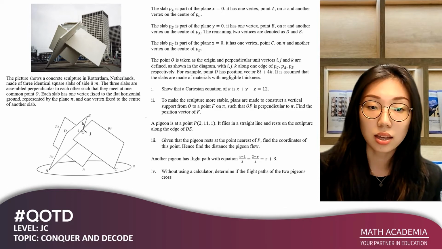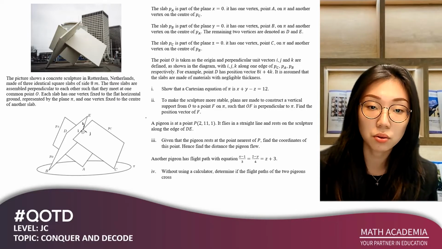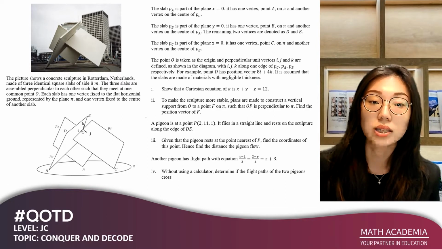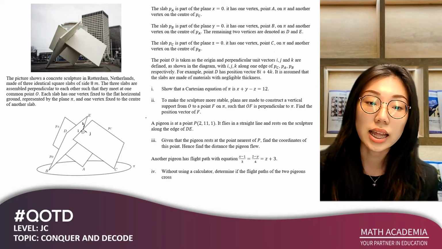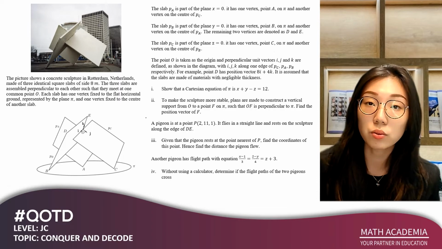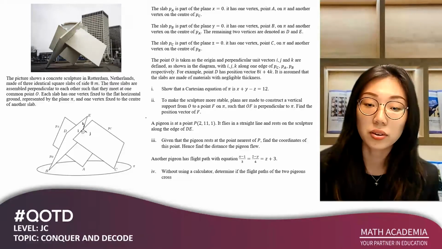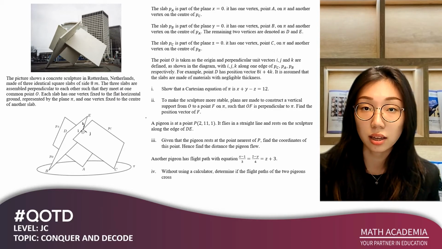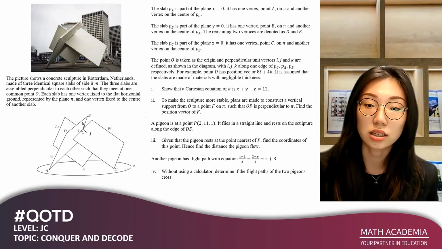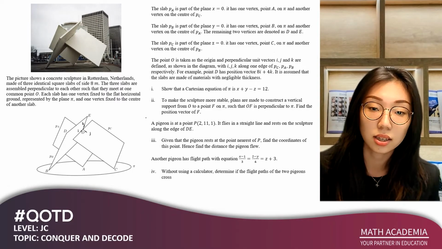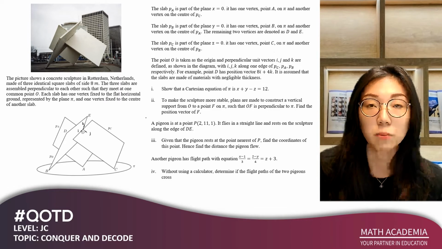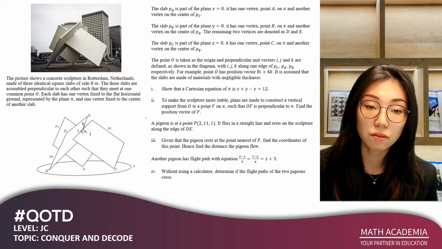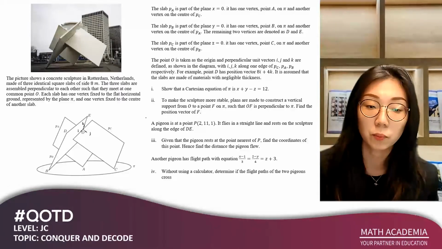The slab PA is part of plane x equals to 0. It has one vertex point A on pi and another vertex on the center of PC. The slab PB is part of the plane y equals to 0, where it has one vertex point B on pi and another vertex on the center of PA. The remaining 2 vertices are denoted as point D and point E. And the slab PC is part of the plane z equals to 0. It has one vertex point C on pi and another vertex on the center of PB.